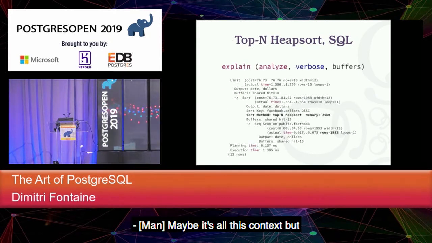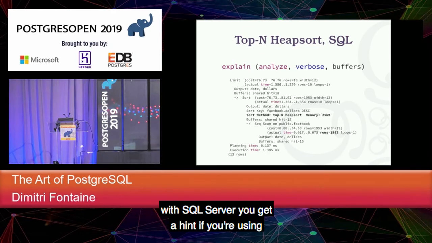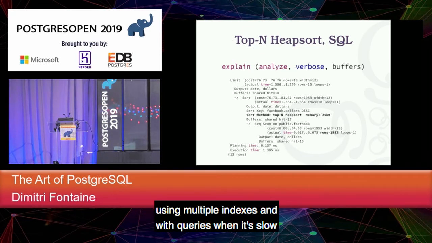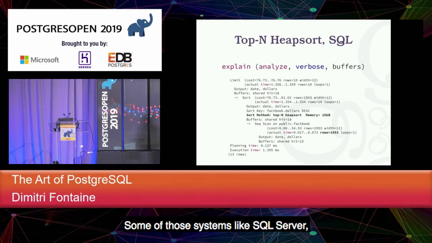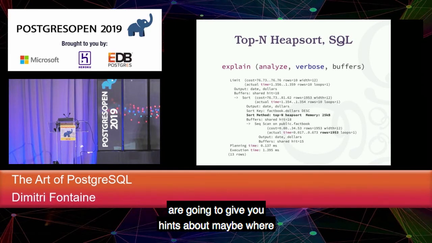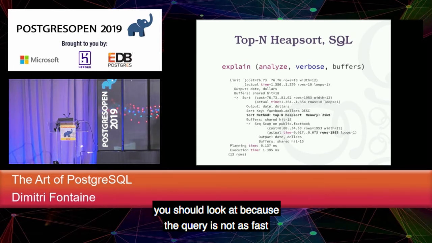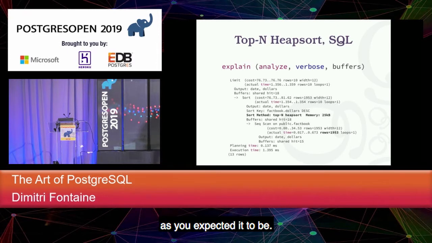Maybe out of this context, but in SQL Server you get a hint, like if you're using multiple indexes and the query is running slow, it will give you a hint to use this kind of index. Okay, so I'll repeat the question for the mic. Some other systems like SQL Server are going to give you hints about where you should look because the query is not as fast as you expected it to be.